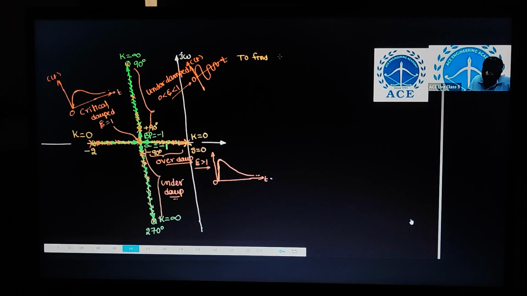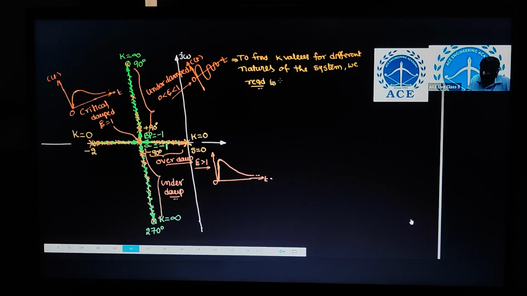To find K values for different natures of the system, we require the K value at the breakpoint. How to find the K value at the breakpoint? The breakpoint is on the root locus branch, so no need to check the angle condition.